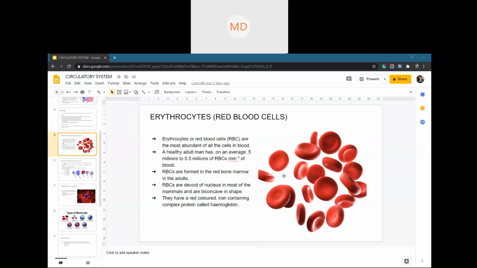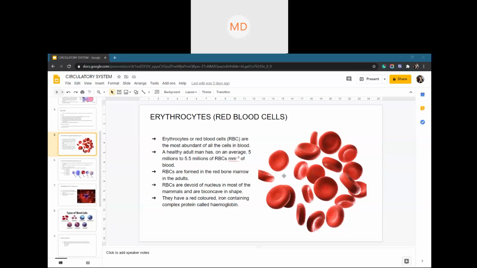And now comes the color. Why is the color of human blood red? It is because of the presence of hemoglobin. Why is hemoglobin red? Hemoglobin is present in the red blood cells. That is why it is red.